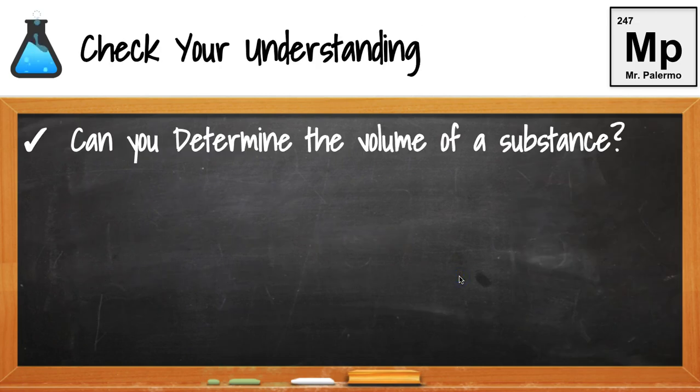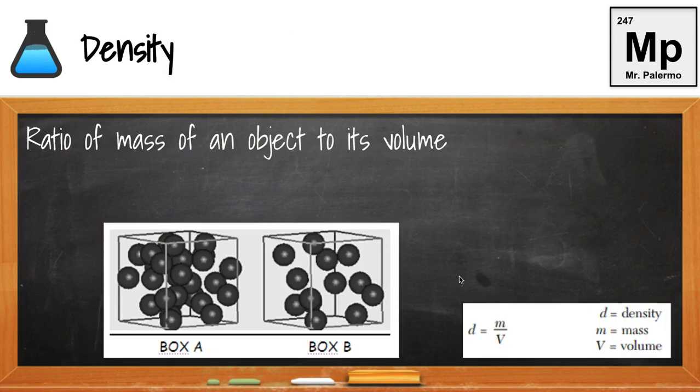Let's check your understanding. Can you determine the volume of a substance? So now let's look at density. Now, density is the ratio of mass of an object to the space it takes up, the volume.